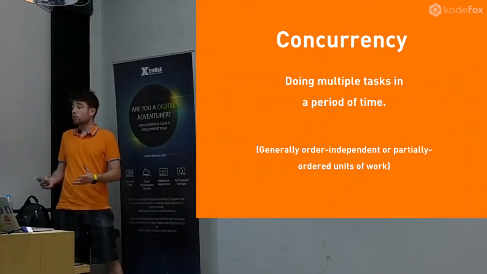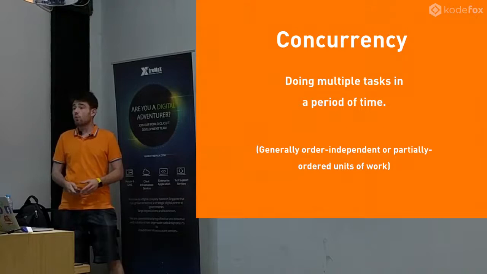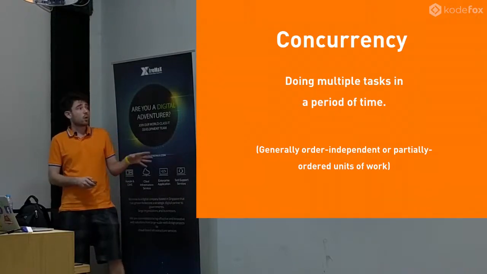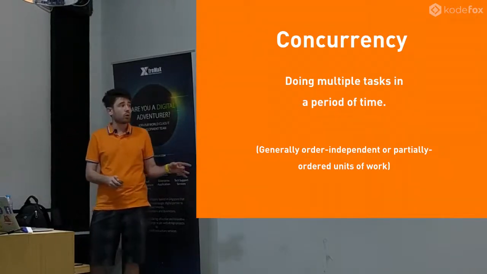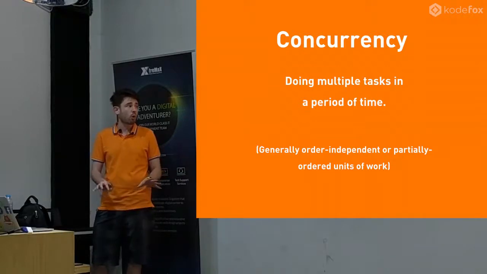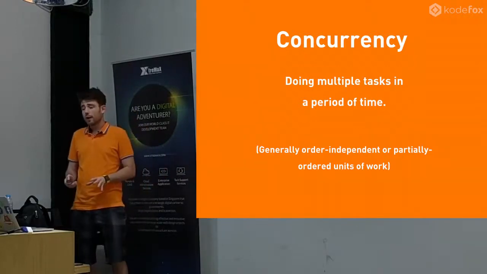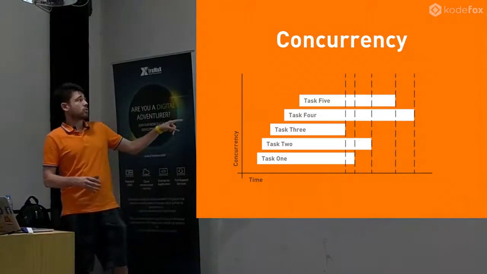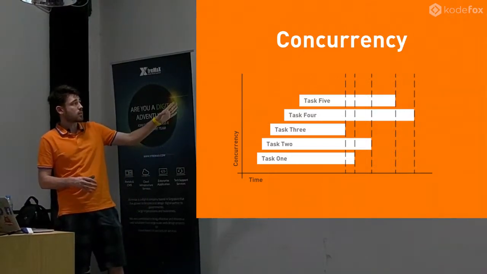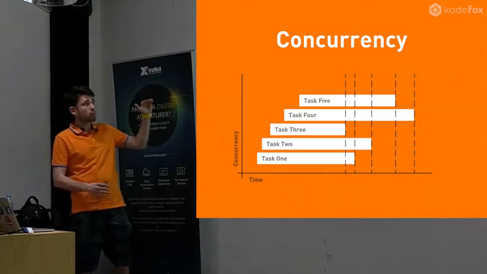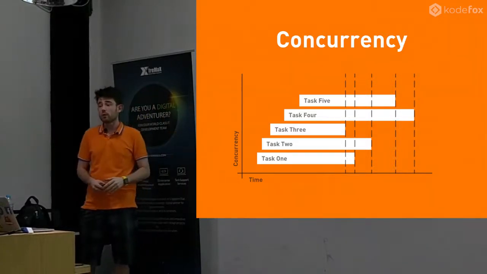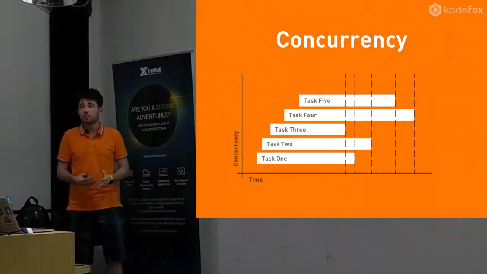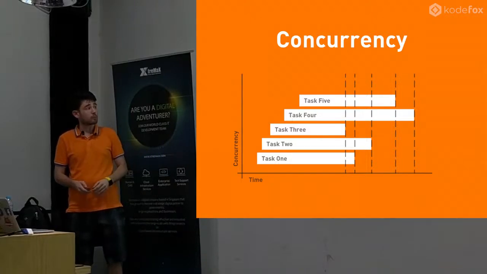Some of those things we can do in parallel, and some things we have to do one at a time. Generally, order-independent or partially ordered units of work is where concurrency happens. This is just an example of multiple tasks that may start at various different times, but are running over the same period of time, right? So they're running in parallel, essentially. Some of these are.